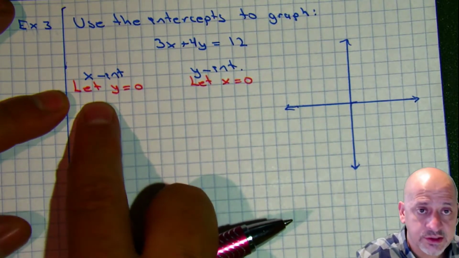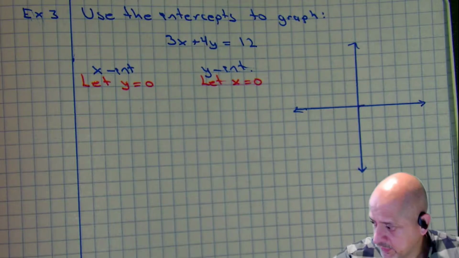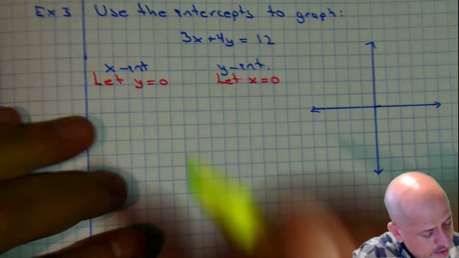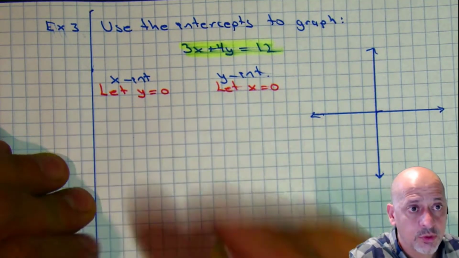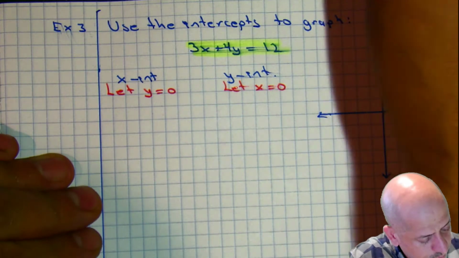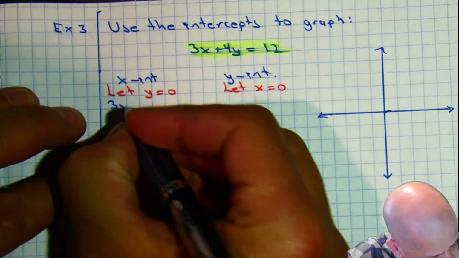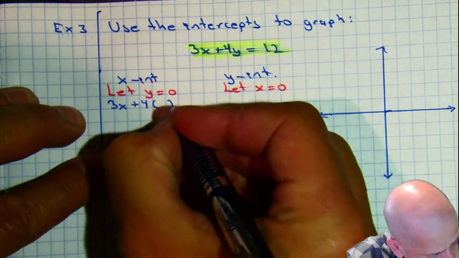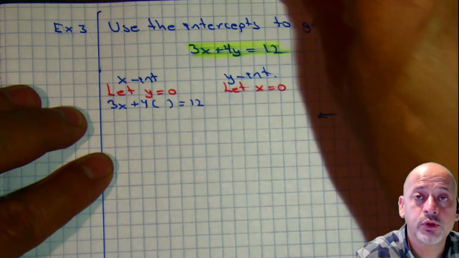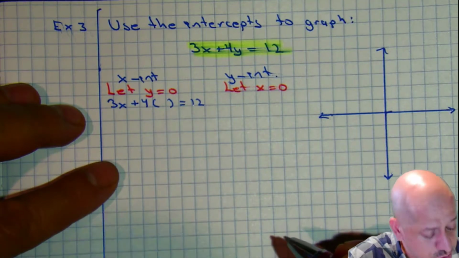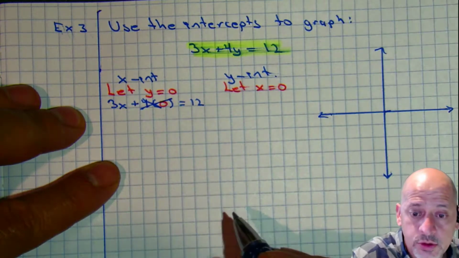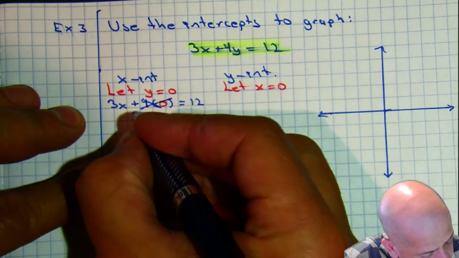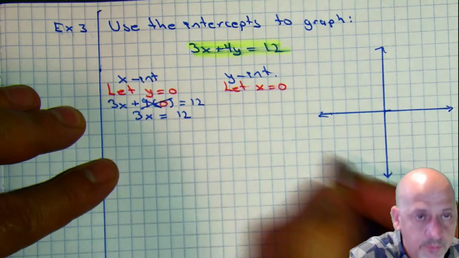So let's start with the x-intercept. I'm going to use the same equation that we have here. And instead of the y, I'm going to replace it with the 0. So let's write down 3x plus 4 times 0. And notice that I'm doing the same thing that we've been doing. Every time you do a substitution, you're going to plug in 0. 4 times 0 is 0, so that cancels out. And we have 3x equals 12.